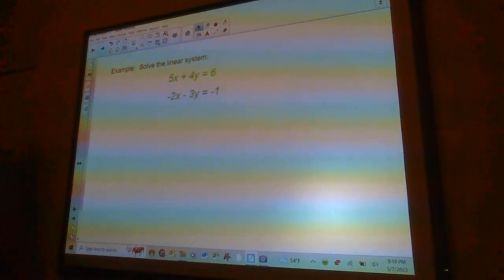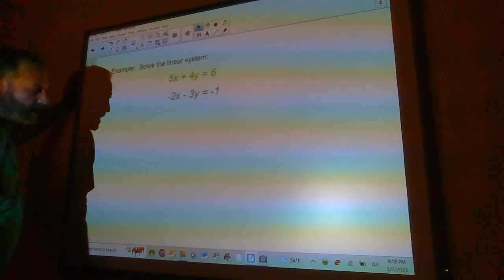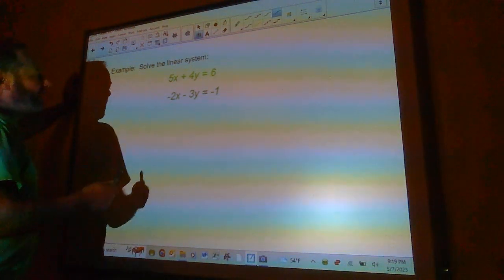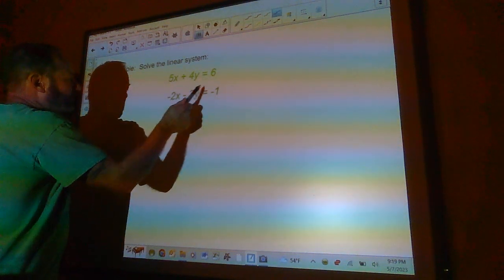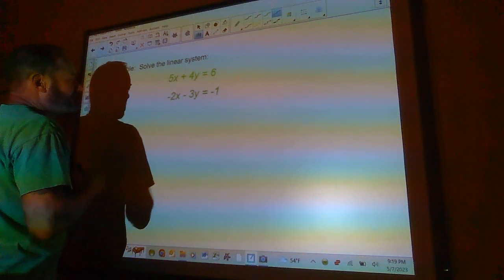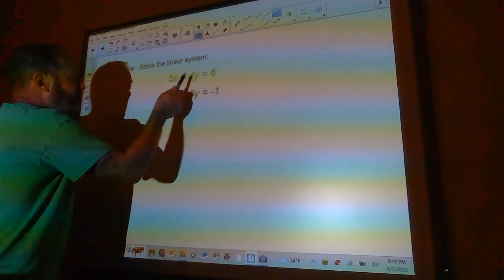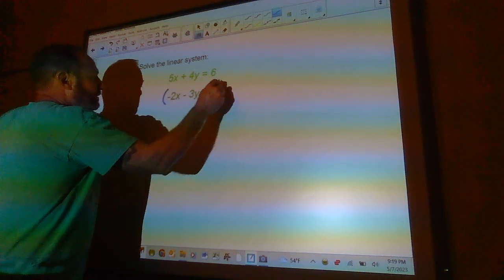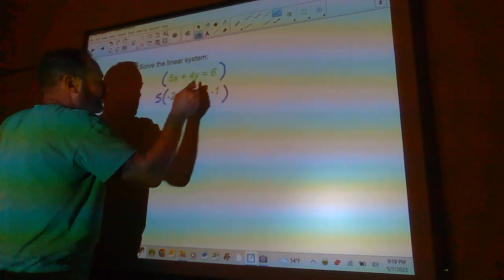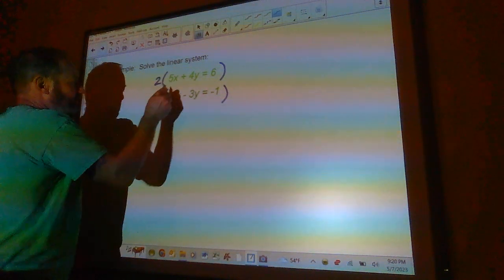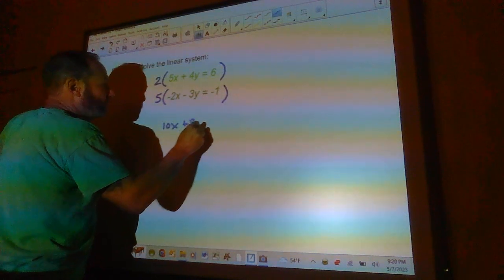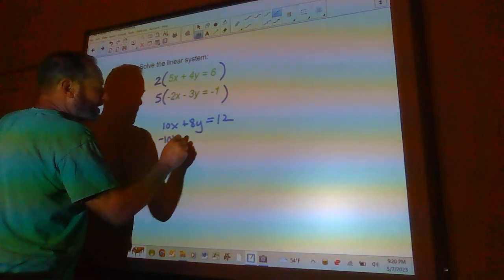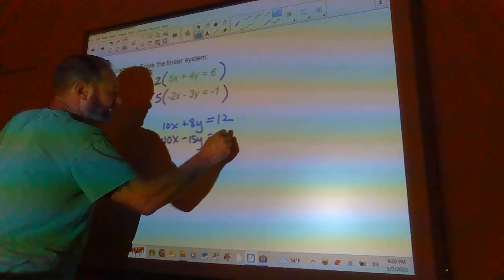Okay, here we go. This one, in order to get variables that are opposites, I would either need to get rid of the x's by multiplying the bottom equation by 5 and the top equation by 2, because then I get tens, or I can take the top equation, multiply it by 3, and the bottom equation, multiply it by 4, and then I would get rid of the y's. So we'll go with this. We're going to multiply this by 5 and that by 2. So this becomes 10x plus 8y equals 12. And the bottom becomes -10x minus 15y equals -5.